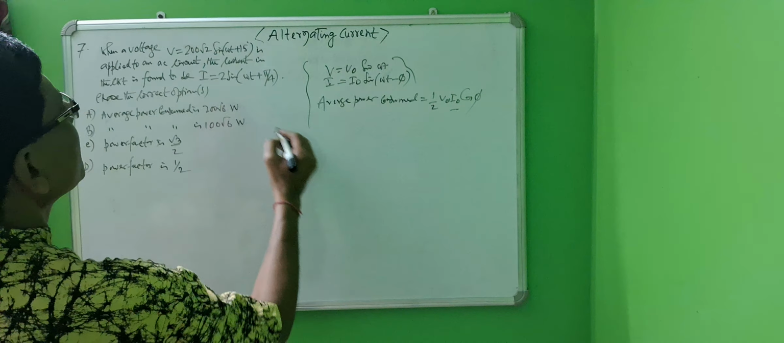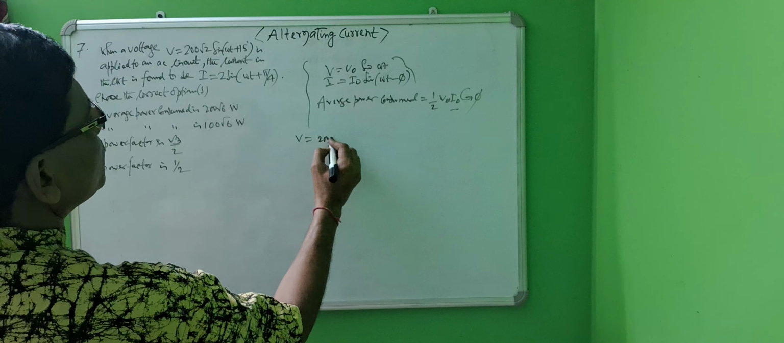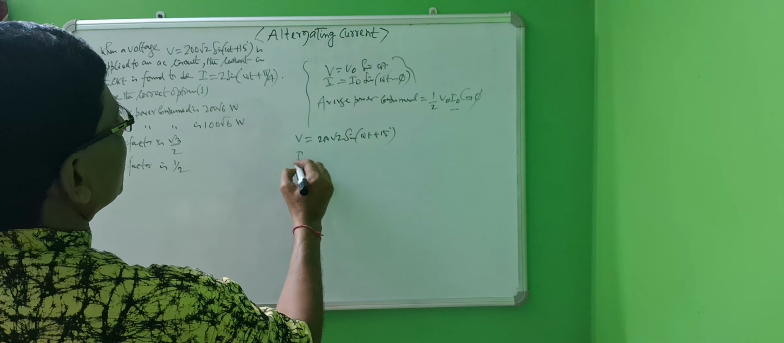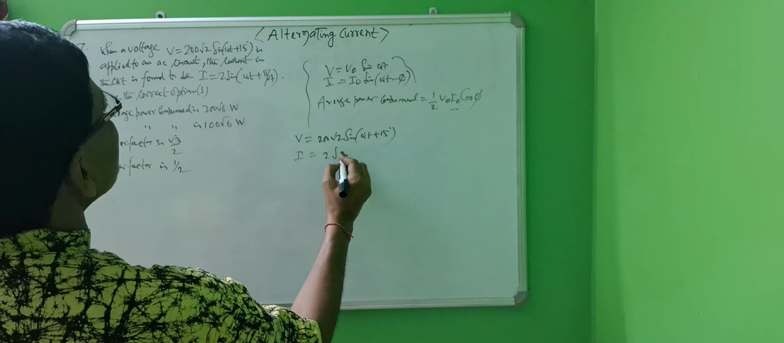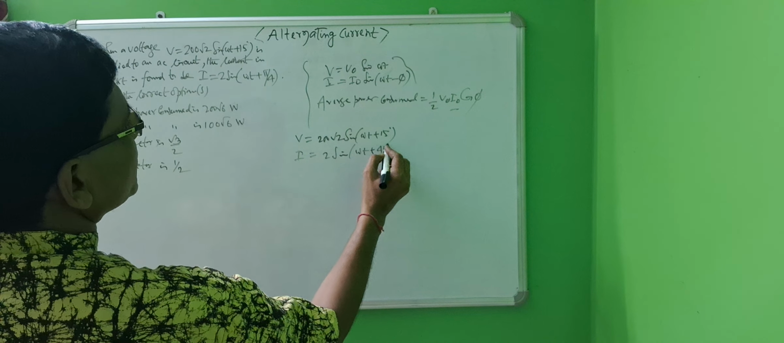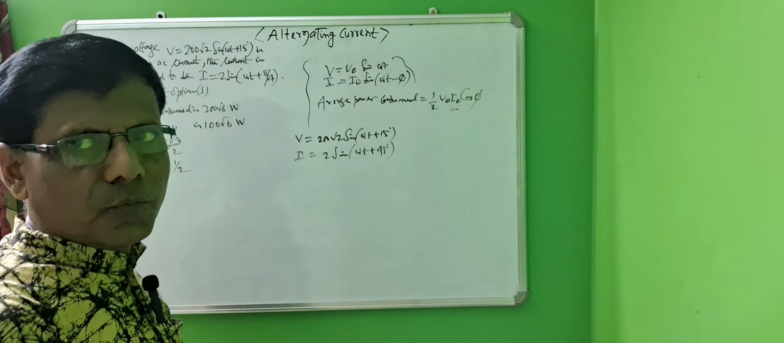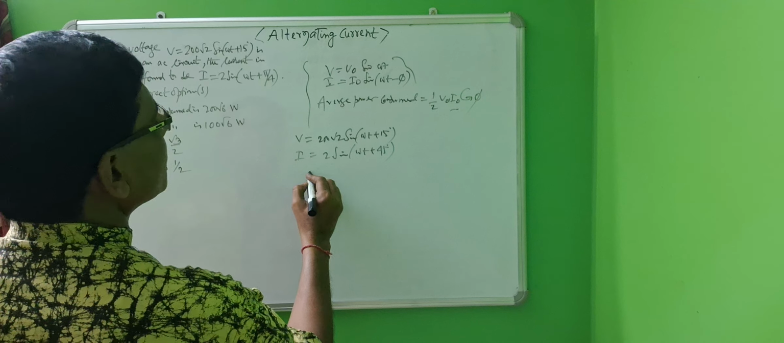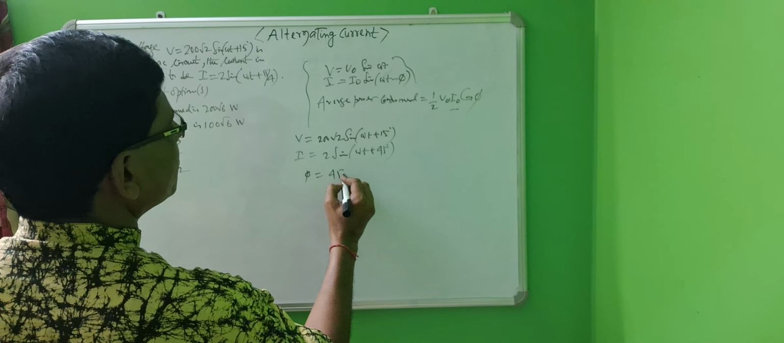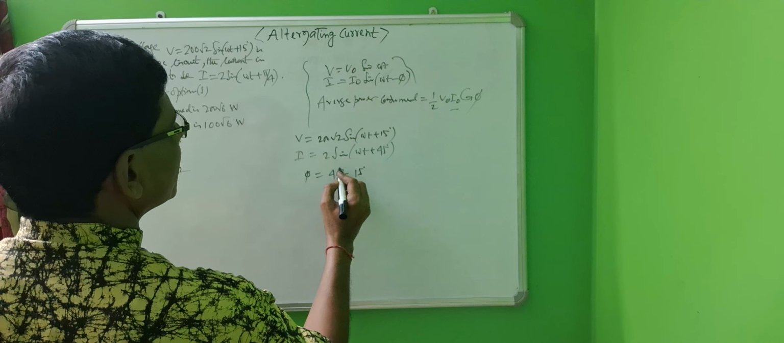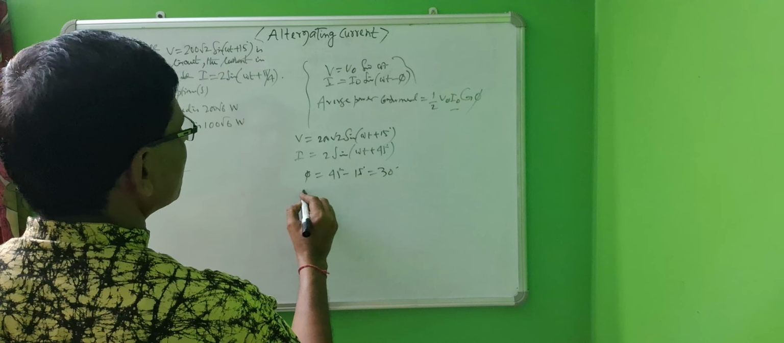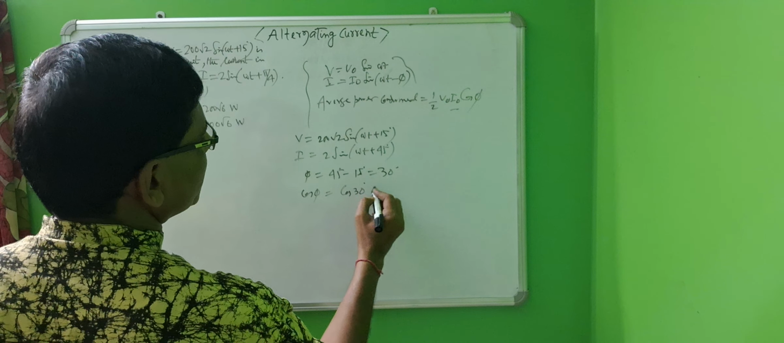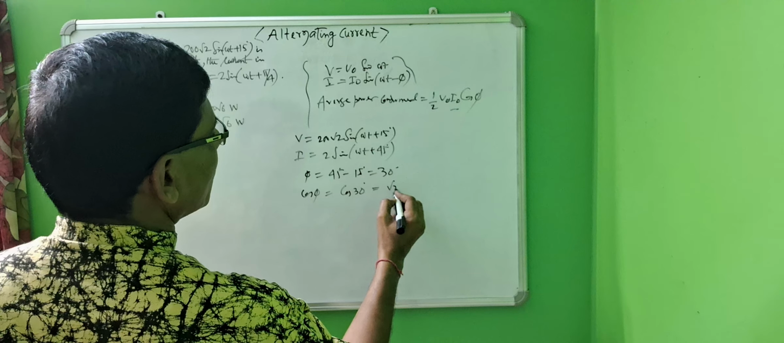So what is V0, what is I0, you know it. Put this here. Here V equals 200 root 2 sine of (omega t plus 15 degree), I equals 2 sine of (omega t plus 45 degree). Pi by 4 equals 45 degree. So we get phi as 45 degree minus 15 degree equals 30 degree. So cos phi equals cos of 30 degree equals root 3 by 2.